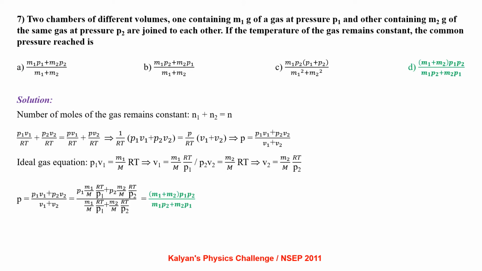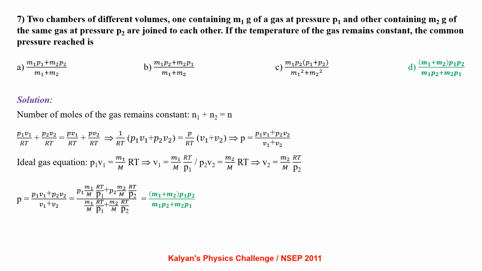Two chambers of different volumes, one containing m1 gram of gas at pressure P1 and the other containing m2 gram of the same gas at pressure P2, are joined to each other. If the temperature of the gas remains constant, the common pressure reached is? The number of moles of the gas remains constant, so n1 plus n2 equals n. So it is P1 V1 by RT plus P2 V2 by RT equals P V1 by RT plus P V2 by RT, from which we get the expression for P to be (P1 V1 plus P2 V2) by (V1 plus V2).